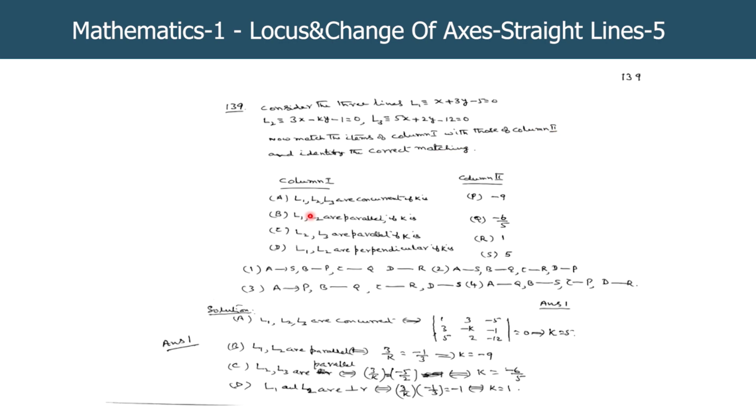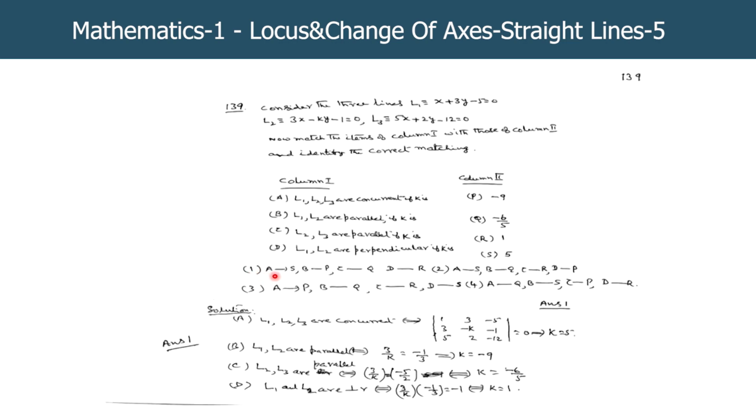So column number 1: A, L1, L2, L3 are concurrent if k value is. B, L1, L2 are parallel if k value is. C, L2, L3 are parallel if k is. And D, L1, L2 are perpendicular if k is. In column 2, you are given P minus 9, Q minus 6 by 5, R 1 and S 5. And the options are given.